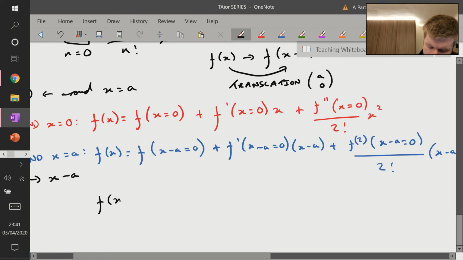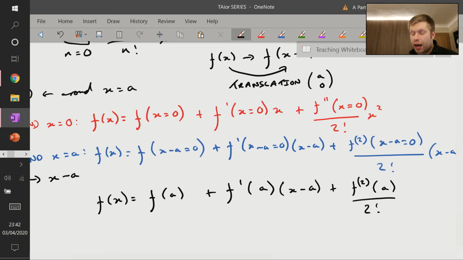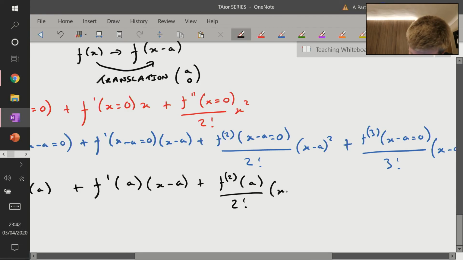So f of x is going to be equal to, well, if I tidy that up, x minus a equals 0, add a to both sides of that equation, I just get f of a. Likewise, the first derivative, if I add a to both sides of the equation, I get f dash of a, and I've still got times by x minus a. Then the next one is the second derivative of f at a, all divided by 2 factorial. So x equals a is simply saying stick it in the function, so it's the same as f of a, or f dash of a, times x minus a all squared, and so on, and so on.